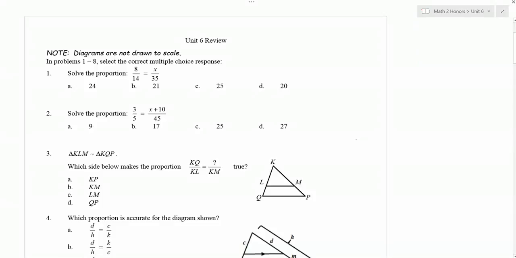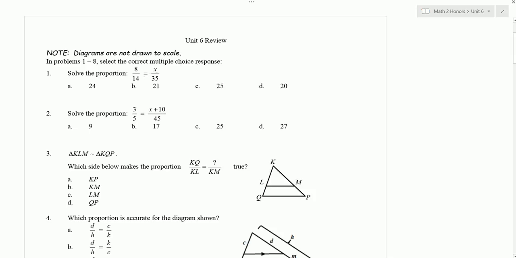This is the Unit 6 review for Math 2 Honors. So number 1, we have a proportion in which we need to solve for x. When you have a proportion, which is one fraction equal to another fraction, you can quickly cross multiply to solve.